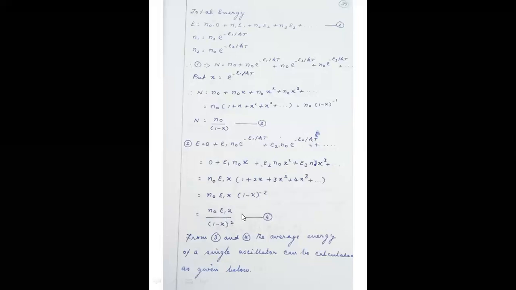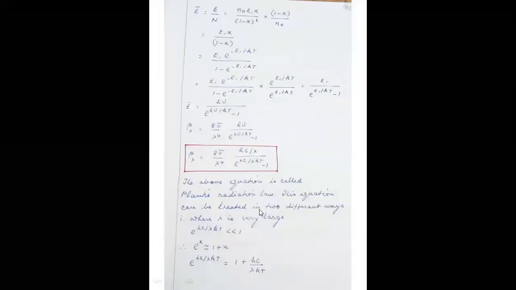So when you divide this by N, you can find out the average energy of the vibrator. When you calculate the average energy, it is E1x by 1 minus x. So what is E1? What is x? x is e power minus E1 by kT. So for simplification, I multiply the numerator and the denominator by e power E1 by kT. I am getting E1 divided by e power E1 by kT minus 1. So when you substitute the value of E as h nu, this is the equation that you are getting.